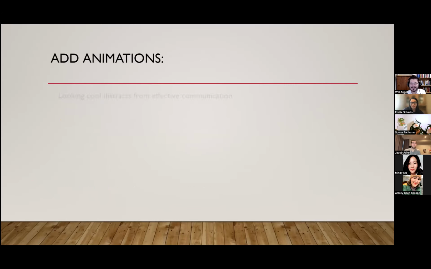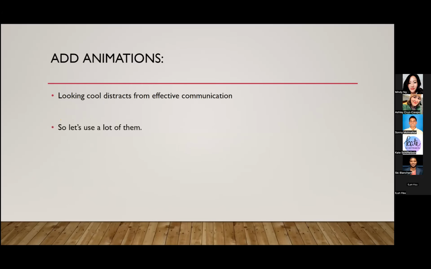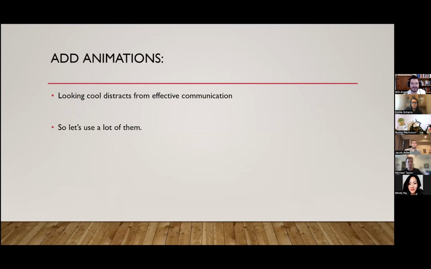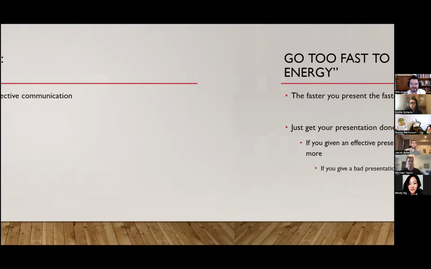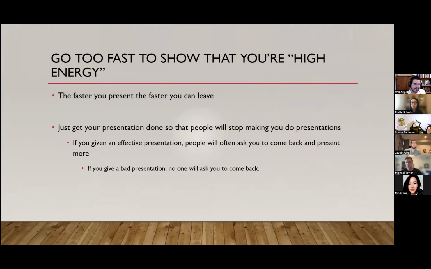Add animations. So again, looking cool distracts from effective communication. So use a lot of animations to make it so that your slides are confusing and distracting. Another tip, go too fast to show that you're high energy. The faster you present, the faster you can leave.